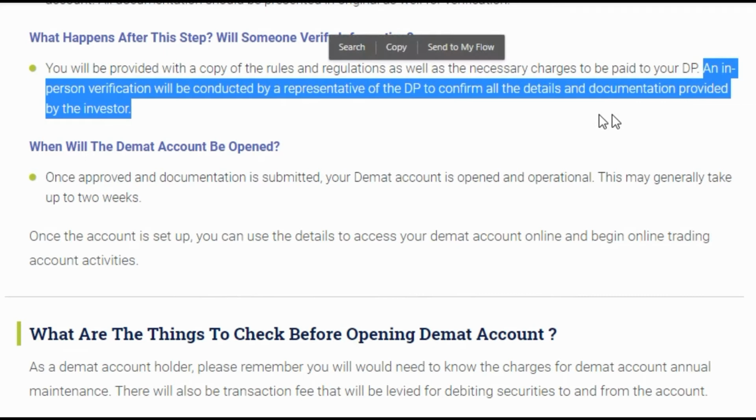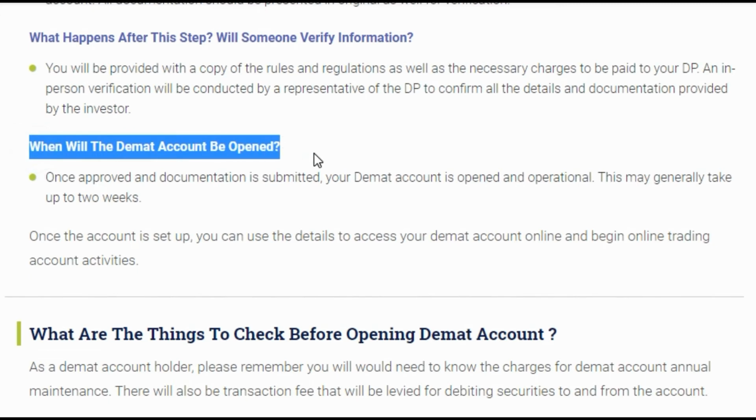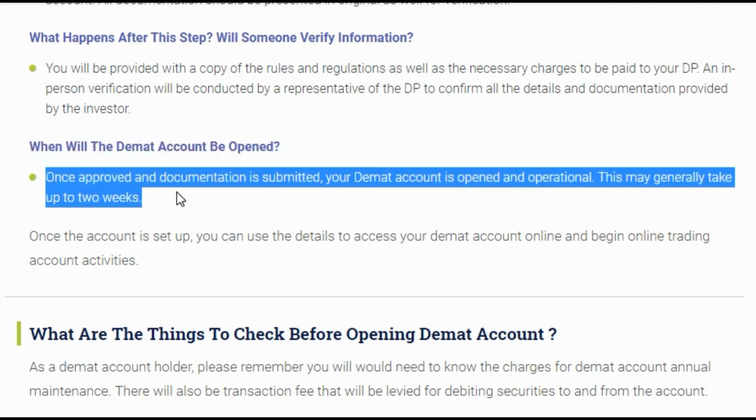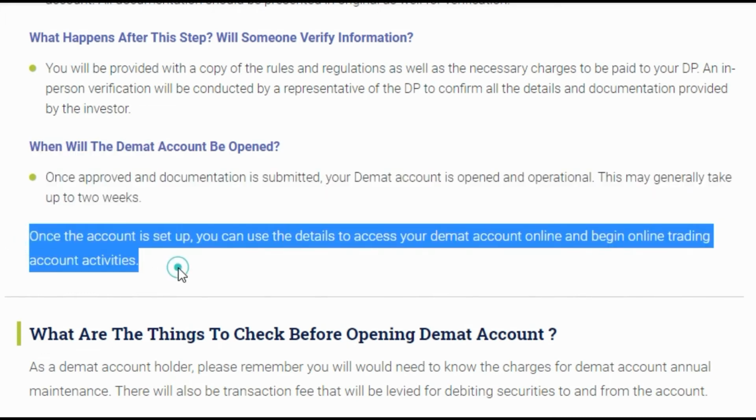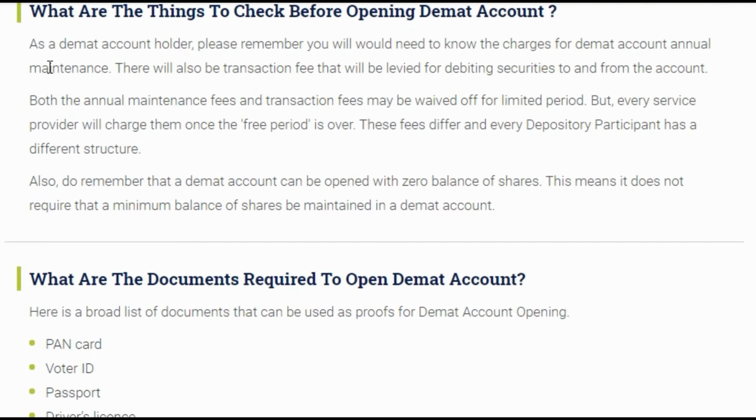A personal verification will be conducted by a representative of the depository participant to confirm all the details and documentation provided by the investor. So when will the Demat account be open? Now once approved and documentation is submitted, your Demat account is open and operational. It may take up to 2 weeks. So once your account is set up, you can use the details to access your Demat account online and begin online trading.